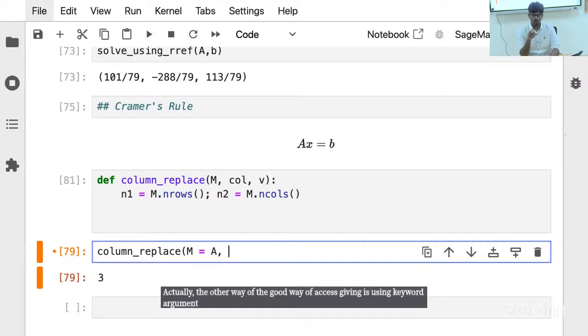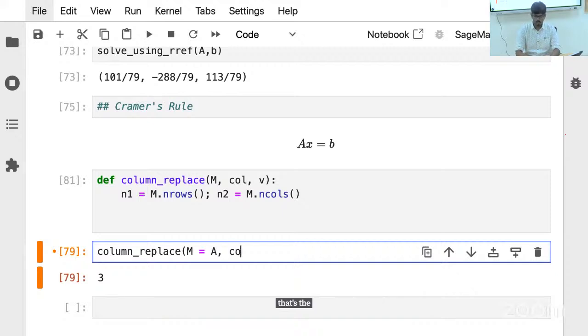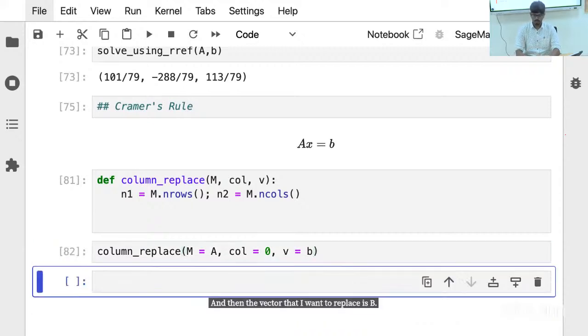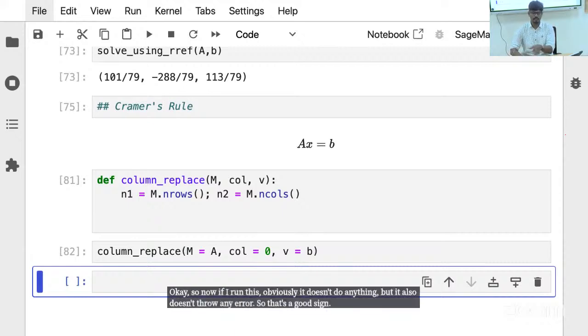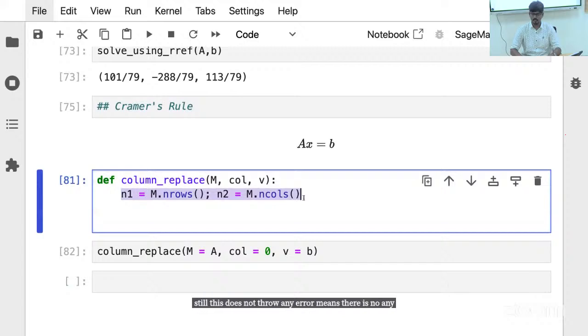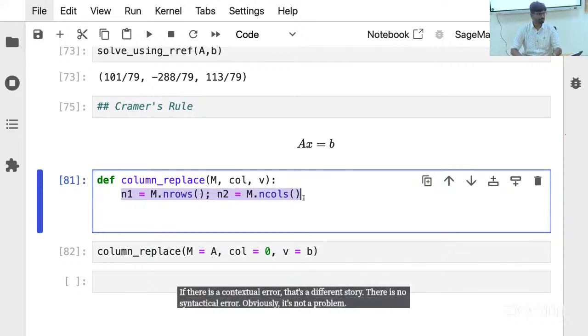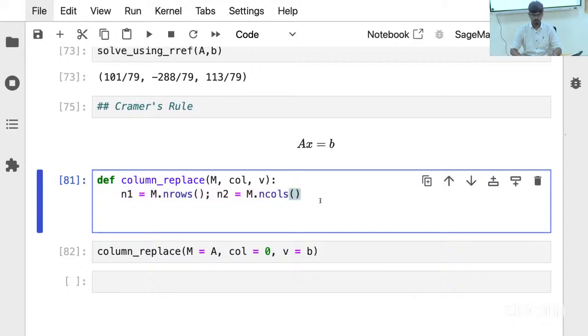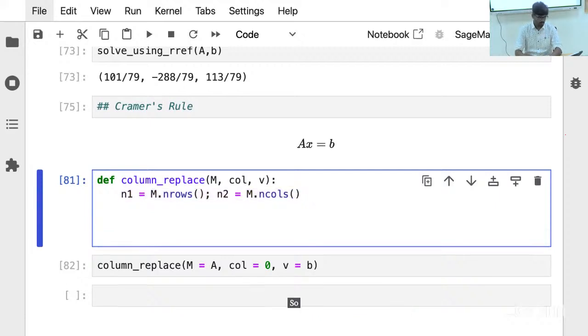What's the value of M? That's A. And what's the column value that I want to replace? Let's say the first column, so the 0th index. And the vector that I want to replace it with is B. Now if I run this, obviously it doesn't do anything, but it also doesn't throw any error. That's a good sign. It means I called the function and there is no error in this line. If there is a contextual error, that's a different story. There is no syntactical error. So then what am I supposed to do?